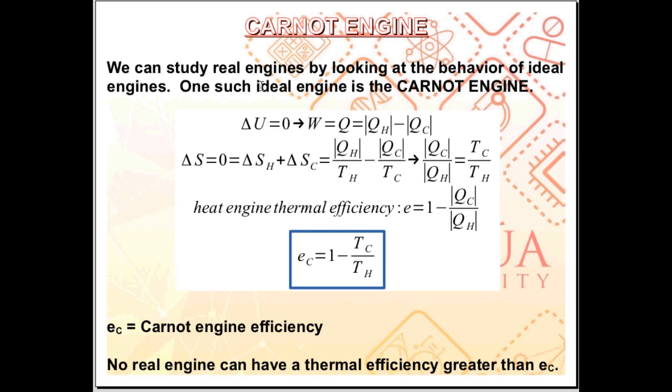A heat engine involves a cyclic process, so basically it involves a reversible process. So delta S is equal to 0. Delta SH is QH over TH, whereas delta SC is QC over TC. And this sum is equal to 0, which means we can rearrange the equation to be QC over QH equal to TC over TH. Putting this relationship into the equation for the heat engine thermal efficiency, e is equal to 1 minus absolute value of QC over absolute value of QH, we get 1 minus TC over TH, and this is equal to EC, the efficiency of the Carnot engine.